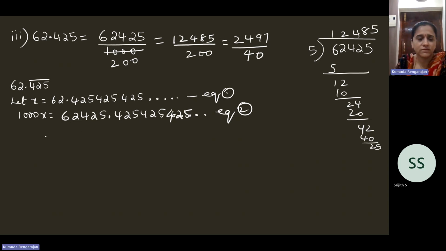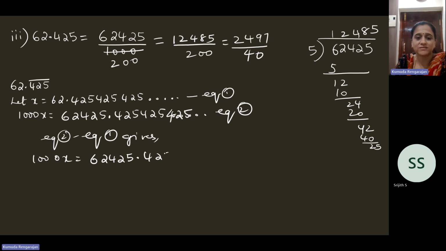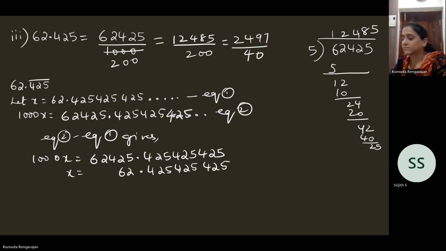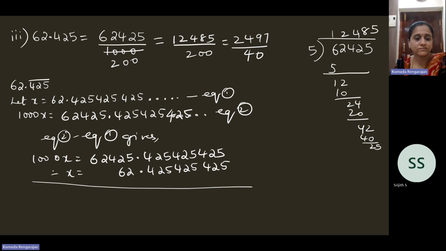And then x is equal to 62.425425425. Subtracting equation 1 from equation 2, 1000x minus x is equal to 62,425.425425 minus 62.425425, which gives 62,363. So 999x equals 62,363.